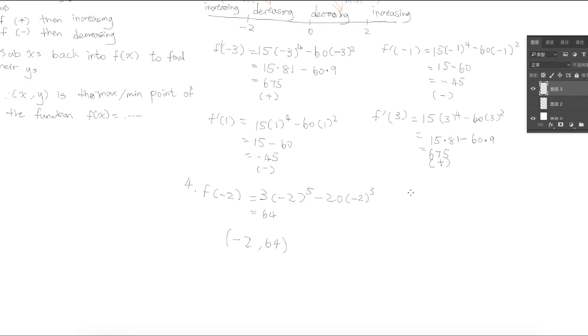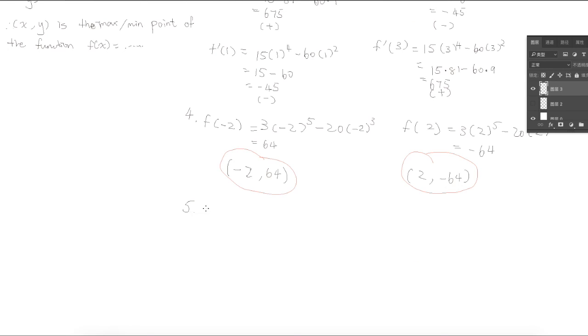And then you do the same thing to f of 2. Substitute it back into the original equation, and it's -64. So the point is 2, -64. So now you're going to write an answer statement that the maximum point of this function is at -2, 64, and the minimum point of this function is at 2, -64.